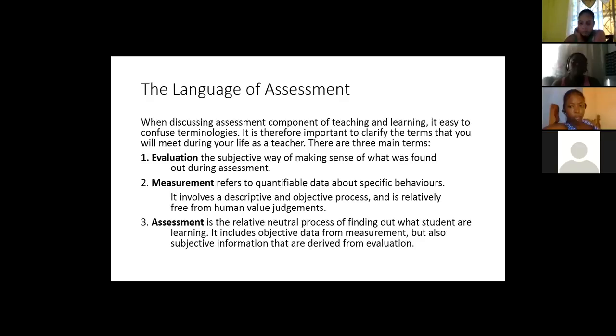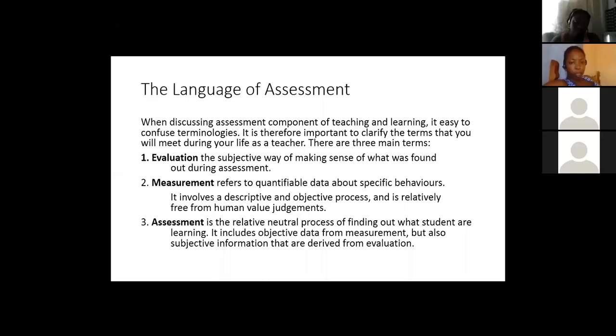You should be able to explain these terms going forward, because they're key terms that you're going to meet in the school environment every day once you're there. You must have been meeting them already, because I know most of you are already teaching, and you should be able to understand what they mean. And for those who misunderstand them, you should be able to explain to them so that you all have the same meaning. So evaluation. When we talk about evaluation, we're really focusing on the subjective way of making sense of what was found out during assessment.